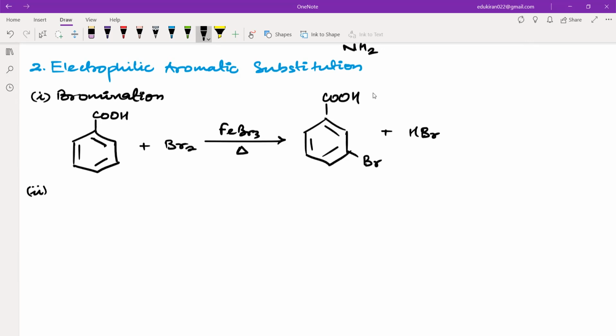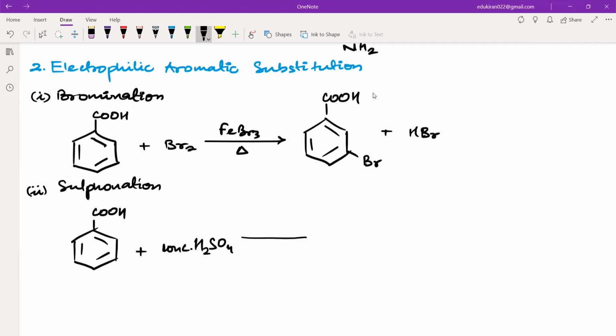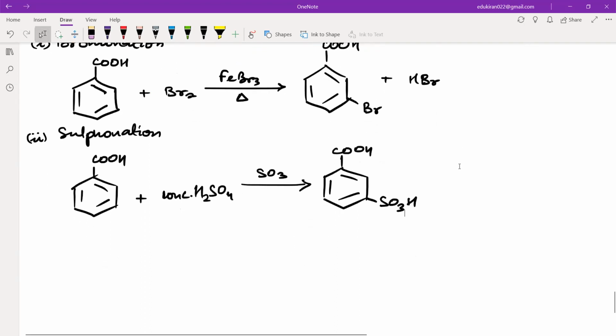Second, sulfonation. In sulfonation, sorry, this will be concentrated H2SO4. You will also need some SO3 in this reaction. Then it is going to form the meta substituted product, and here you will have SO3H. Sulfobenzoic acid.